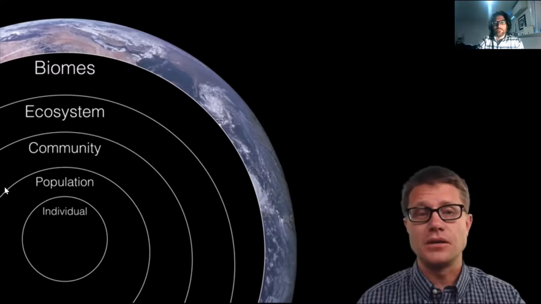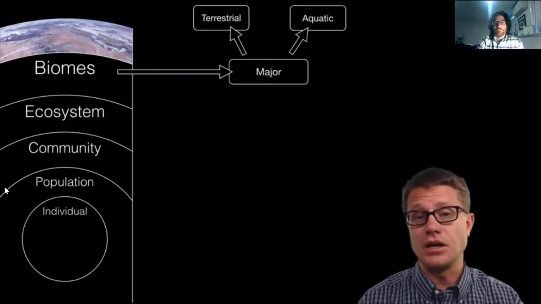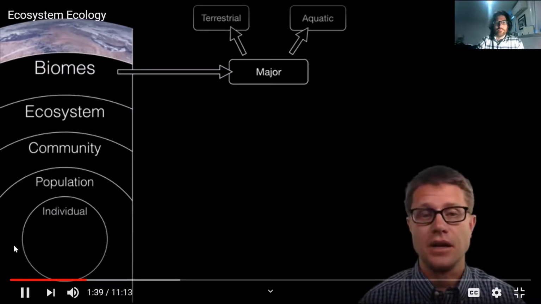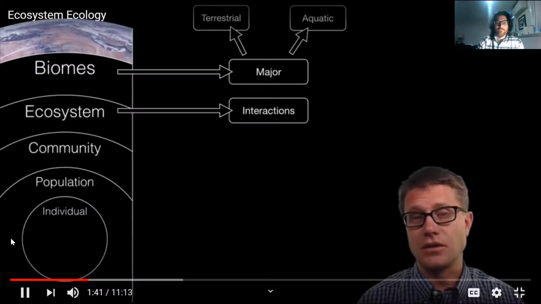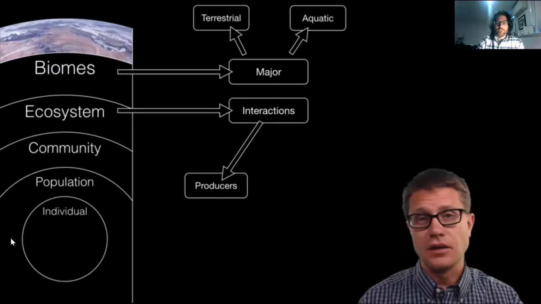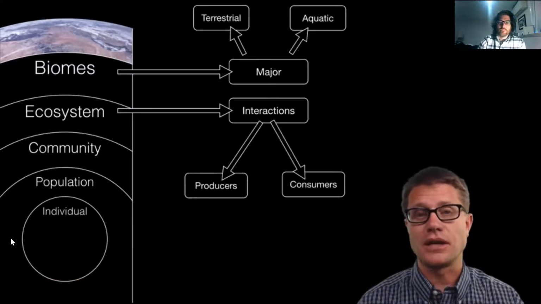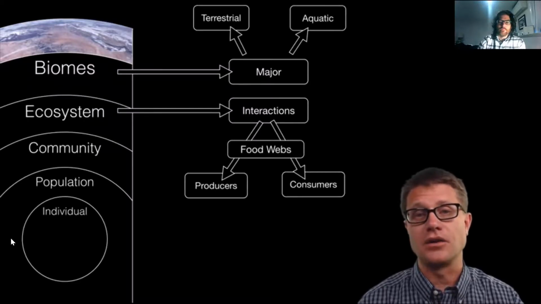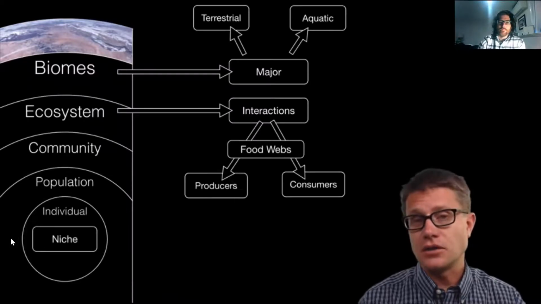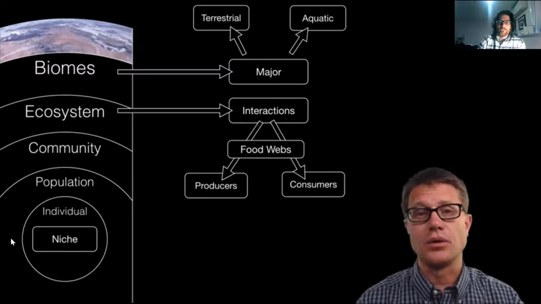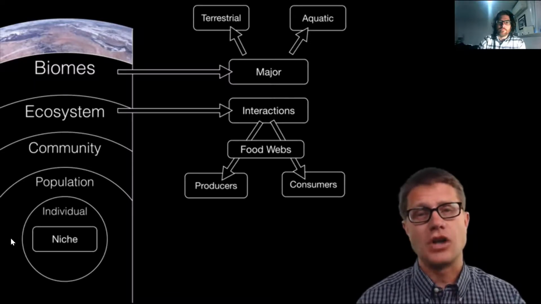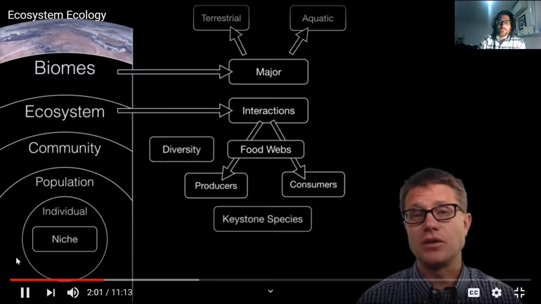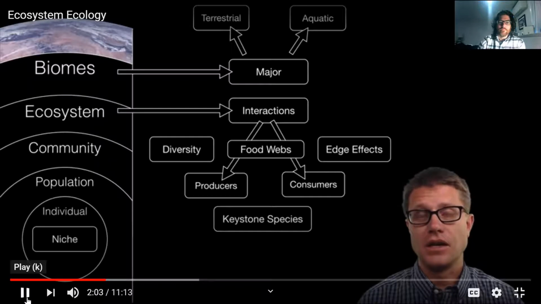And so before we get to ecosystems, we'll start by studying the major biomes, both terrestrial or land-based and aquatic, those in the water. We'll then move on to the interactions at the ecosystem level. So that's going to be all of the producers and consumers interacting. A good way to study that is going to be with their food webs. We're also going to add abiotic or non-living material. We'll then jump to individuals and the role of a niche. That's going to be the job that an individual has. We'll then move to the importance of keystone species, diversity, and then finally edge effects.